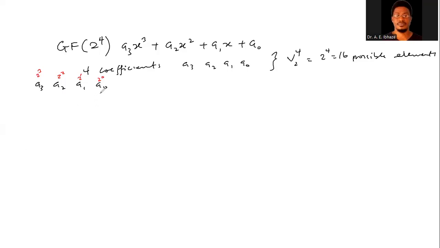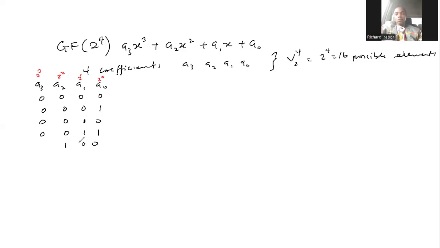Now when they are all turned off, we have all zeros: 0, 0, 0, 0. If we have 1, it means this one is turned on, so 0, 0, 0, 1. If it's 2, this one is turned on: 0, 0, 1, 0. If it is 3, this is 0, 0, 1, 1. Now if it is 4, this is 0, 1, 0, 0.